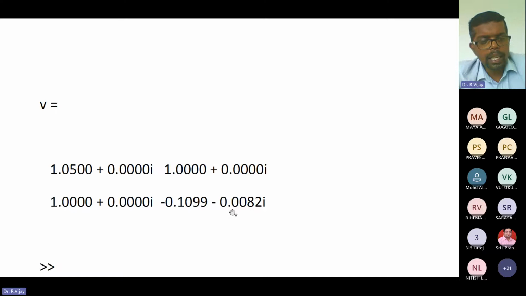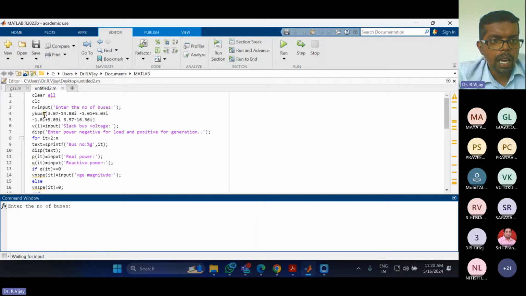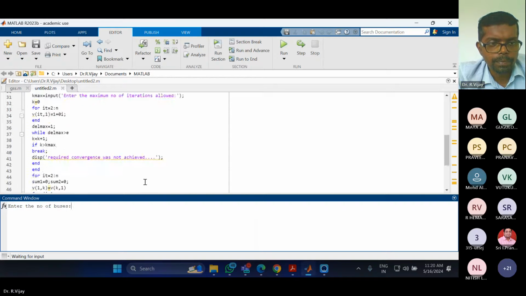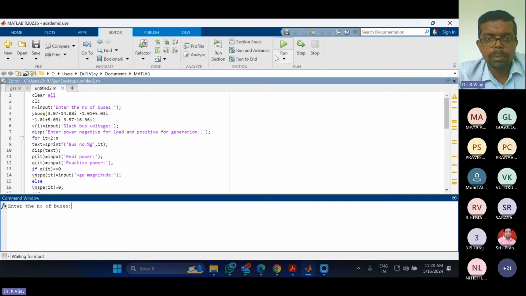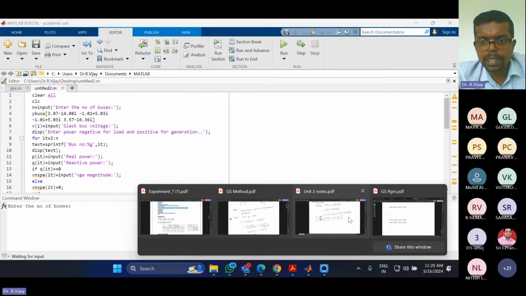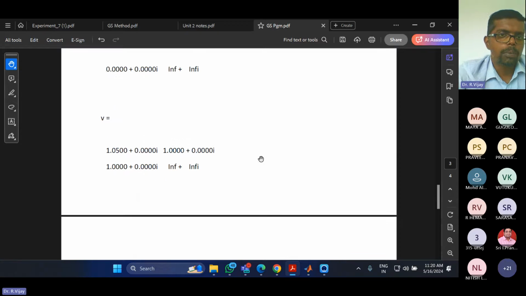So let's simulate this in MATLAB, and yes, the same formula I kept here. Now we'll simulate this. I hope this window is visible for you. So I already simulated this. Enter the number of buses. Number of buses as 2 here.